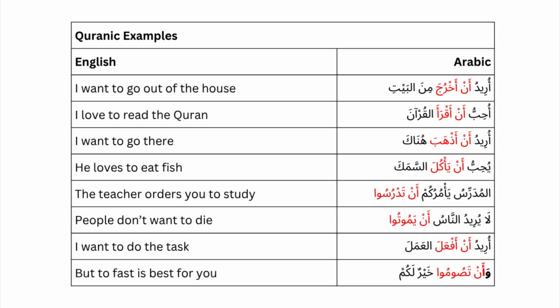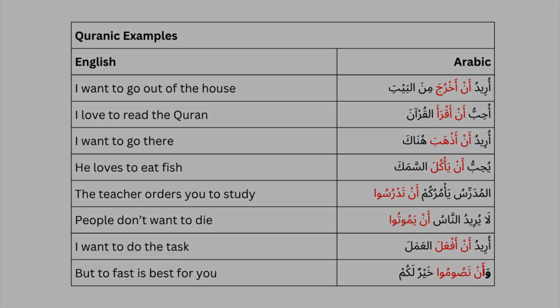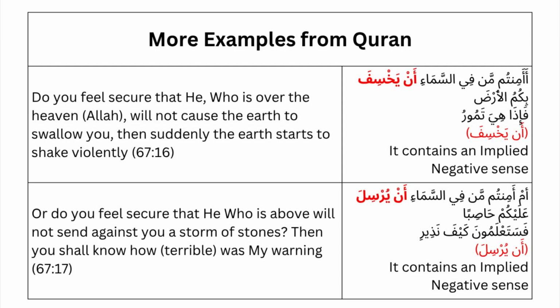So from these rows, we see a very important lesson. The Masdar Mu'awwal may appear after verbs like want, love, or order, and in those cases, it often functions like the object. But it can also appear in other positions, such as the subject side of a sentence. Now let us move to the next subheading. More examples from Quran. These examples are more advanced and require careful attention.